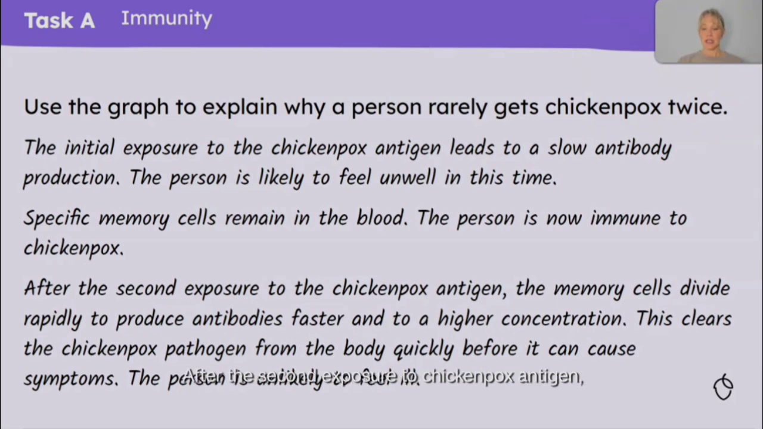After the second exposure to chickenpox antigen, the memory cells divide rapidly to produce antibodies faster and to a higher concentration. This clears the chickenpox pathogen from the body quickly before it can cause symptoms. The person is unlikely to feel ill.